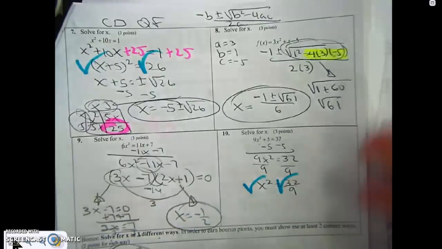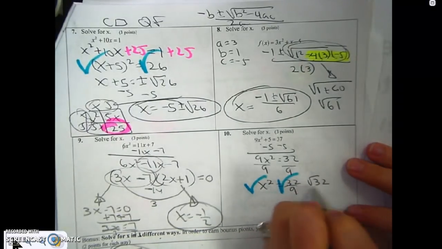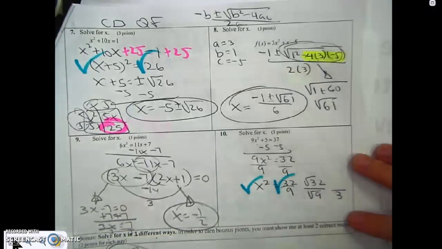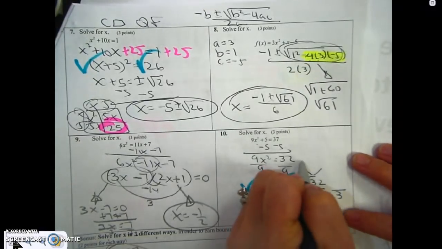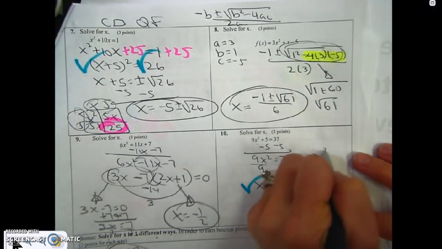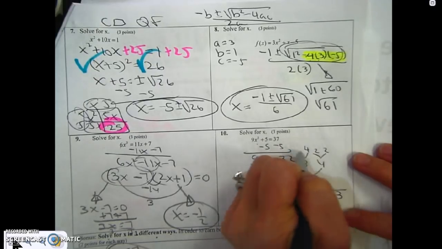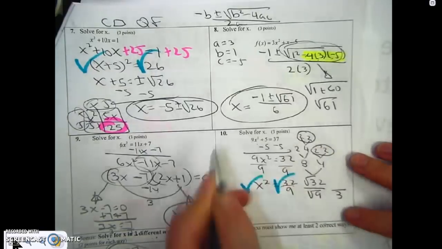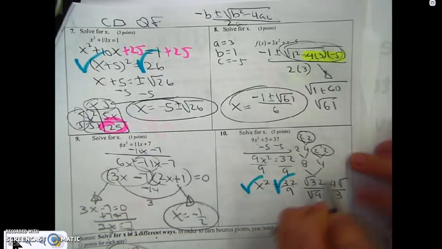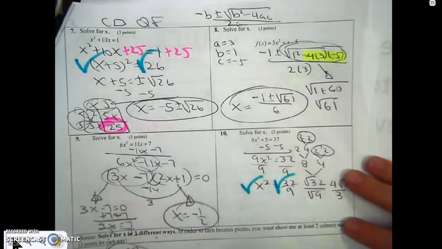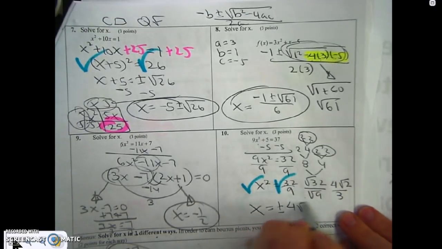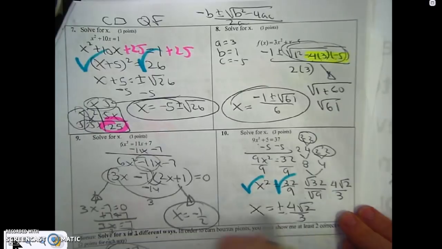Now I'm going to go more slowly. Square root of 32 over the square root of 9. The square root of 9 is 3. The square root of 32 I have to tree. One set of doubles and another set of doubles. 4 rad, what am I left with? 2. So my answer is x equals plus or minus 4 rad 2 over 3.